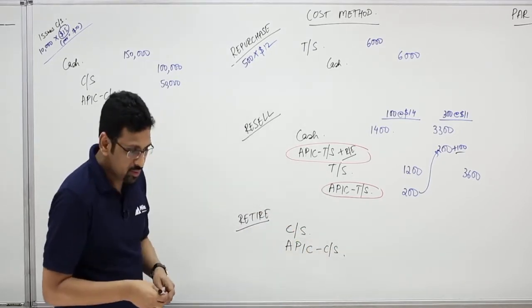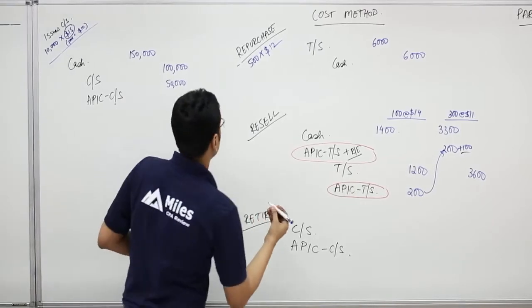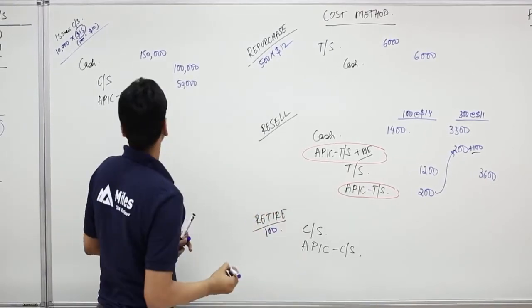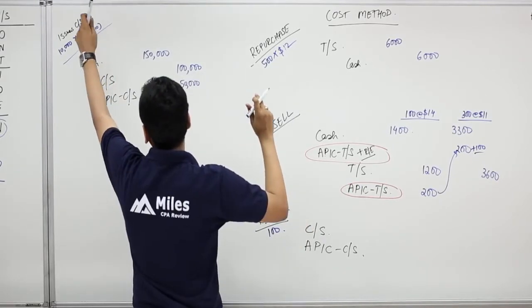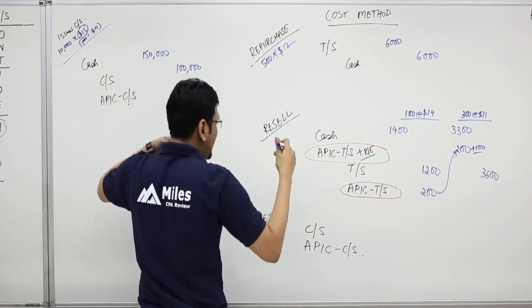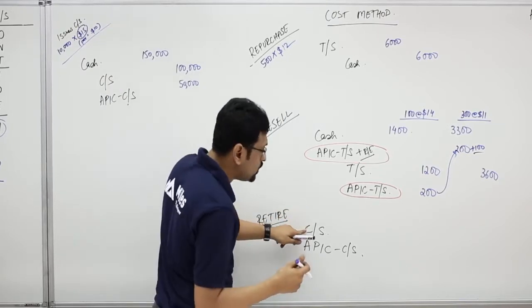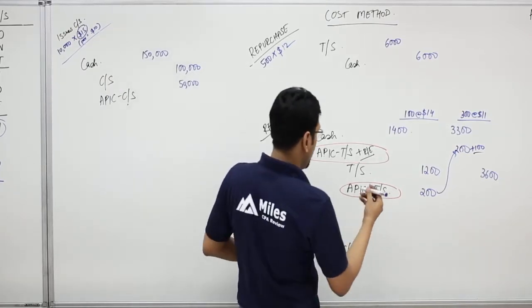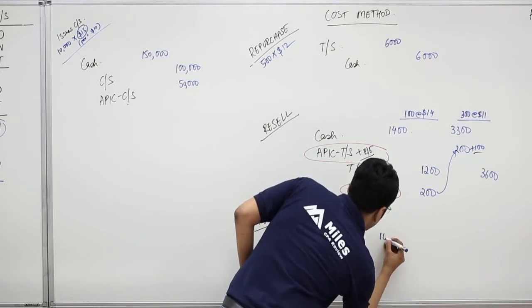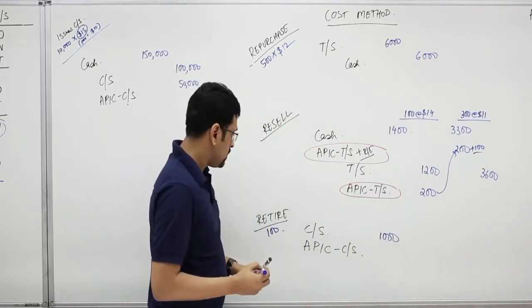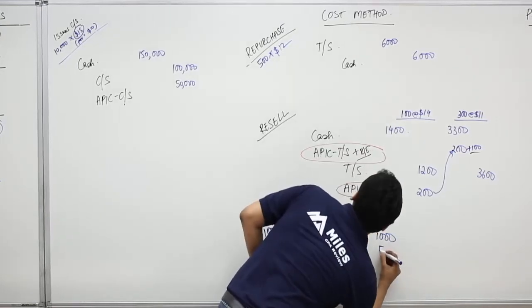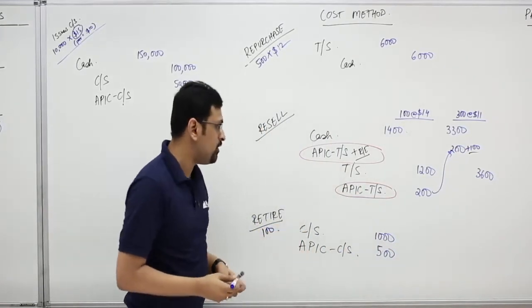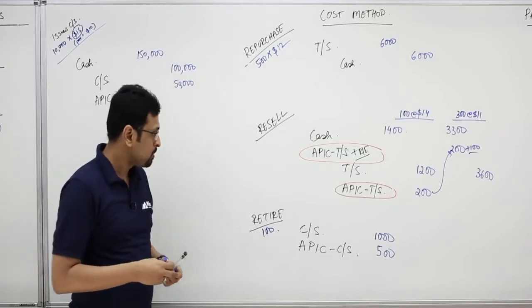So if you're retiring the remaining 100 stock, how much had you issued it for? $15 each, of which 10 was par, 5 was in excess of par. So the 100 into 10 that went into common stock, that was 1,000. The 100 into 5 that went to APIC common stock, that was 500. So that calculates to $1,500 that you have on the debit.